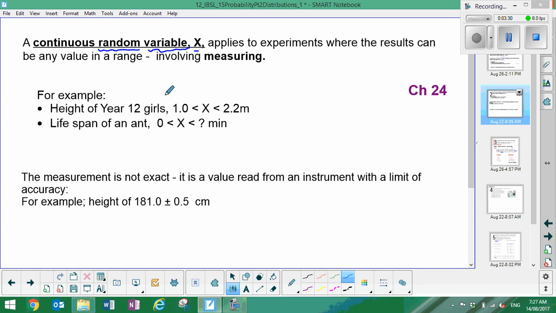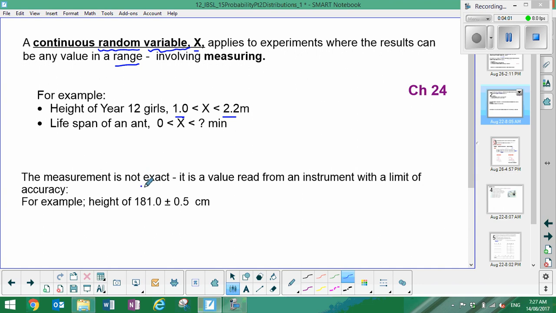So the height for Year 12 girls could be somewhere at a guess between 1 and 2.2 metres. I'm just picking some limits. So it's a range of values and it's somewhere in between there. The lifespan of an ant might be in terms of 0 to however many minutes or hours. However, I'm not sure how long ants live for. But all of these are involved with measurement.